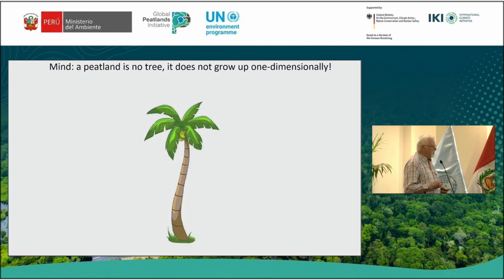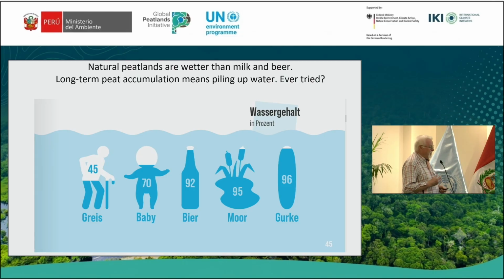You should keep in mind, a peatland is not a tree. It does not grow in the same way as a tree in a one-dimensional way. You have to see it in a three or even a four-dimensional way. Because the challenge is that natural peatlands are water. They are wetter than milk and beer. Here you see a comparison of how much water a human being, an old and a young one, contains, beer contains, and only gherkins have a little bit more water than peatlands.